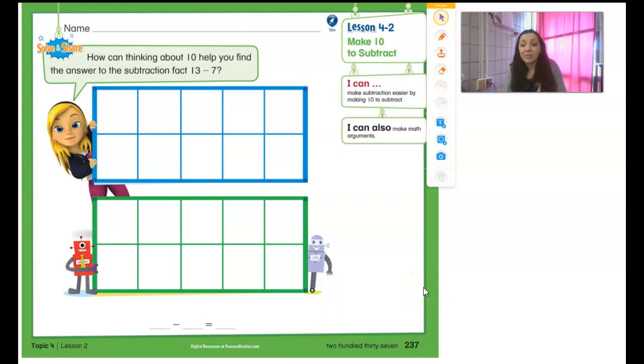Hi guys, so today we're going to be doing lesson 4-2 in Envision because we started topic 4 yesterday. And what we're going to do today is we're going to be making 10 to help us subtract. But just to remind us, we're going to listen to a little song that's going to help us think of all the different ways that we can add up to 10.